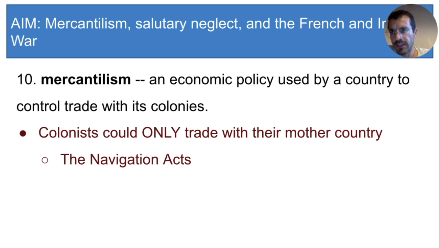The manufacturers in England turned those natural resources into manufactured goods and then sold them back to the colonists or to other people in England. Again, the colonists could only buy and sell goods to and from British merchants. The name of the law that laid out these rules of mercantilism was called the Navigation Acts.